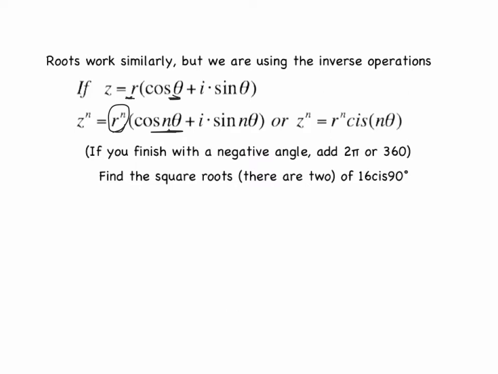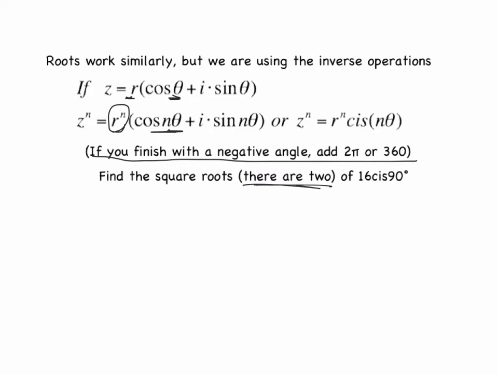And then just a quick little note, if you should ever happen to finish with a negative angle after you carry out some process, we need to either add multiples of 2 pi or add multiples of 360 till you get a positive answer. The one other thing we'll have to talk about is how do we handle the fact that when you do square roots, there should be 2 answers. And if you're doing cube roots, you should have 3 answers and so on and so on. We'll talk about that when we get there.